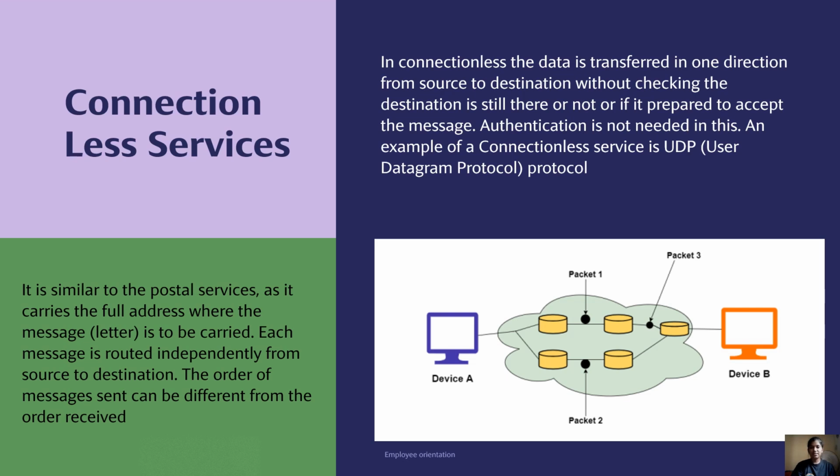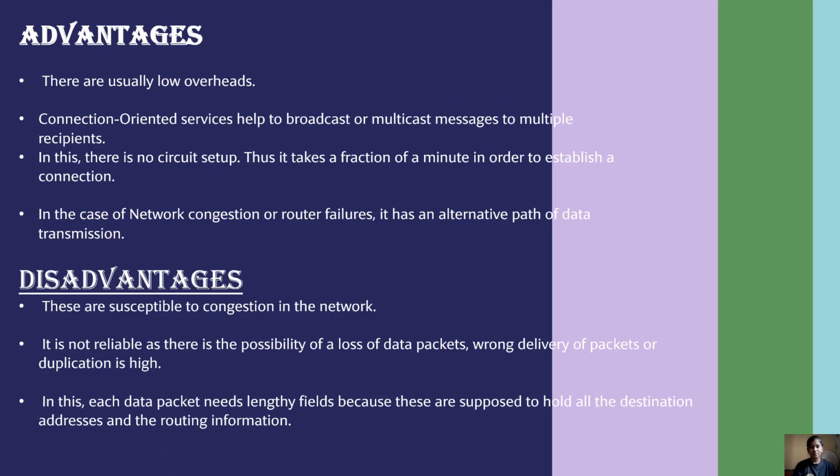Authentication is not needed in this. An example of connectionless is UDP, that is User Datagram Protocol. There's a picture which shows how it basically works between two devices, device A and device B. Its advantages are low overhead, and it helps in broadcast or multicast messages to recipients. In this, there is no circuit setup, thus it takes only a fraction of a minute to establish a connection. In the case of network congestion or router failure, it has an alternative path for data transmission.